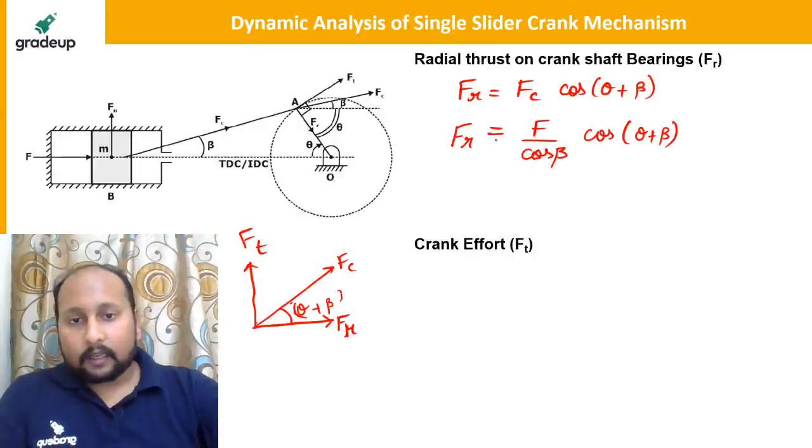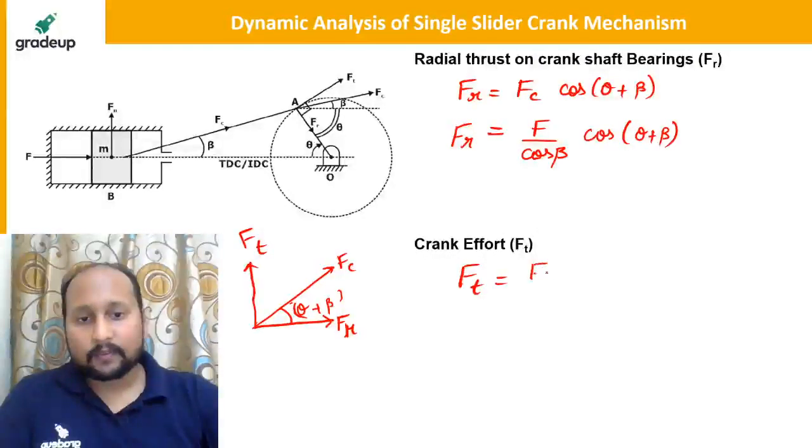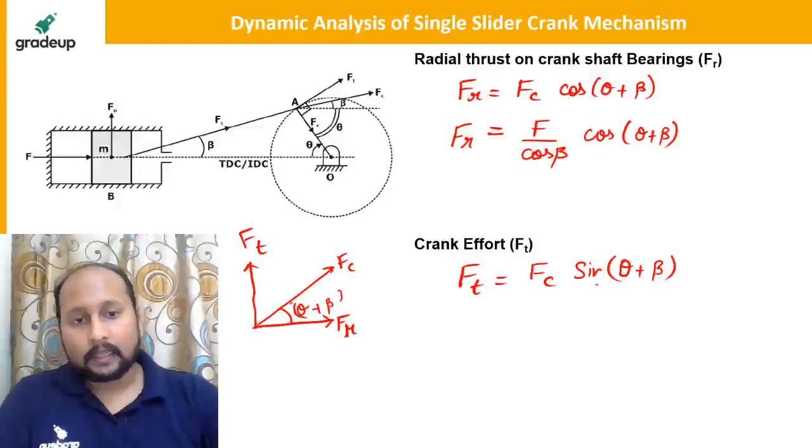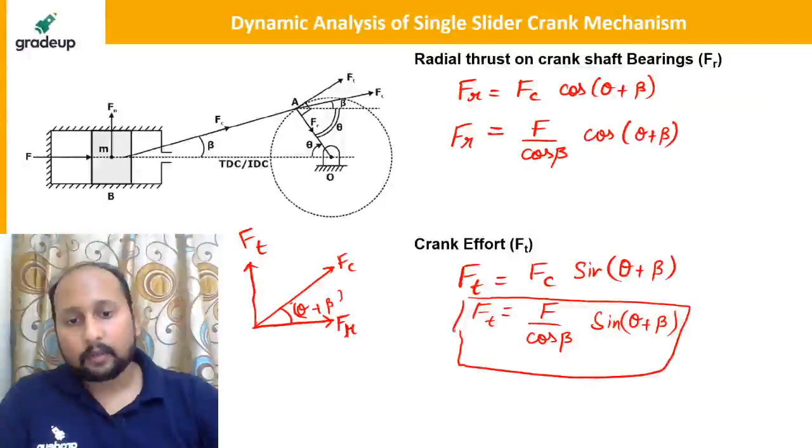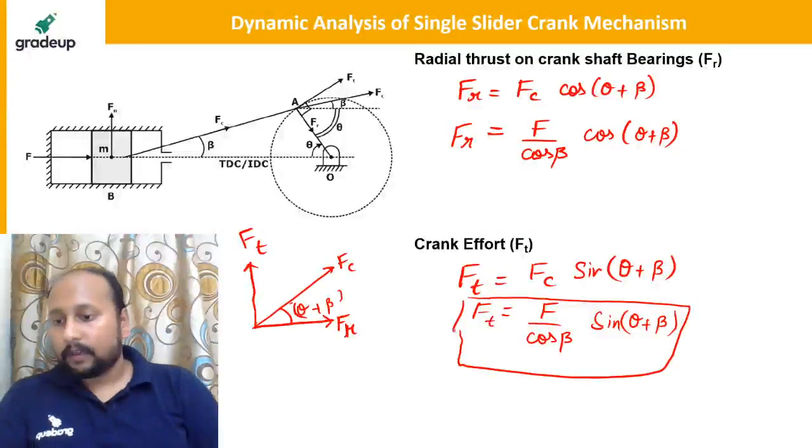Okay. So now you have calculated Fr, the radial thrust. Second is the crank effort, Ft. Now you tell me what Ft will be in terms of Fc. This will be Fc sin theta plus beta. I can write this as F upon cos beta into sin theta plus beta. This is your crank effort or tangential force; you can nomenclate it anything. Very good, Ramesh Mohan, very good.